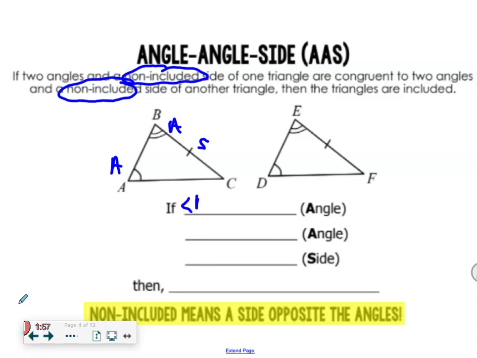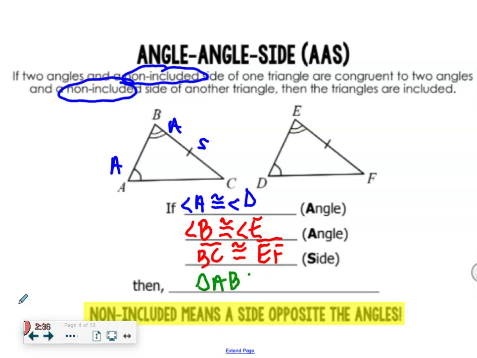So if we said angle A, what is angle A congruent to? For this one, it's angle, angle, side, so it's not between your angles. Angle B and angle E. And then our non-included side would be BC is congruent to EF. Perfect. So then our triangle ABC is congruent to triangle DEF.